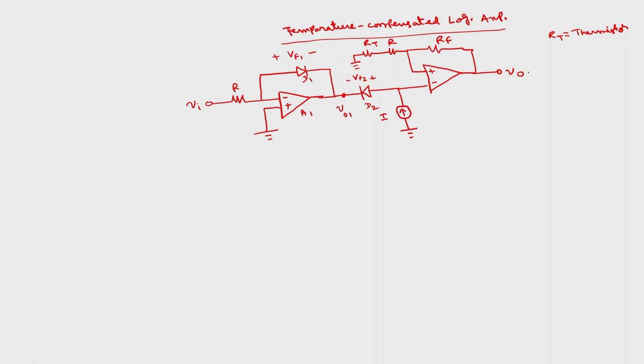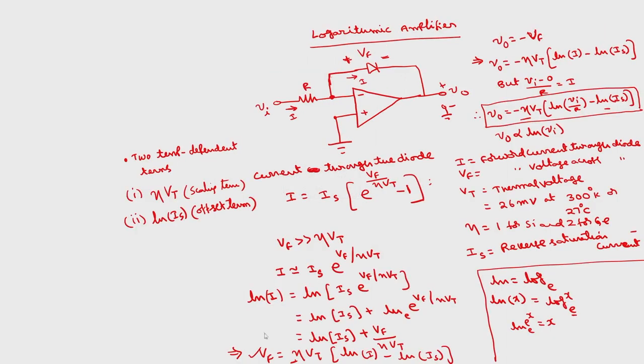Now we know that V01, we have derived the expression for V01 as minus eta Vt times logarithm of Vi by R minus logarithm of Is. Just now I have derived this expression.